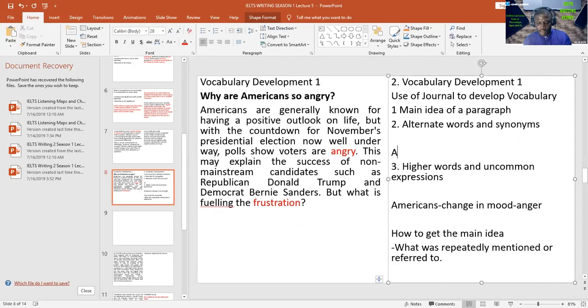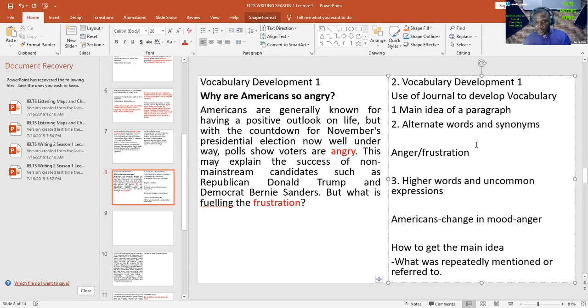Okay. Frustration. That's what I will put under alternate words or synonyms. Yes. Then the next thing I will be picking, the higher expression.